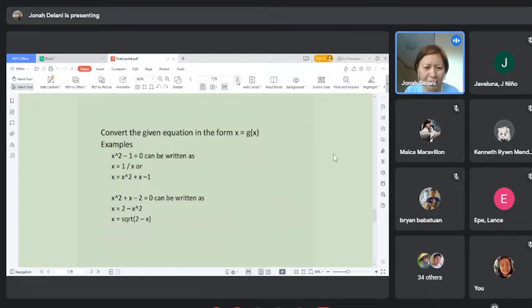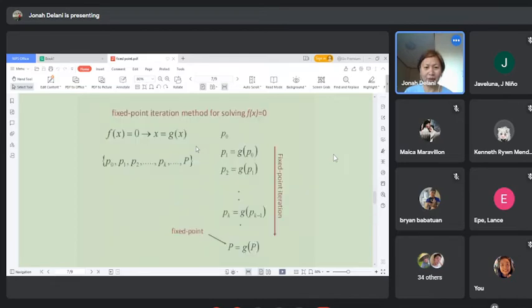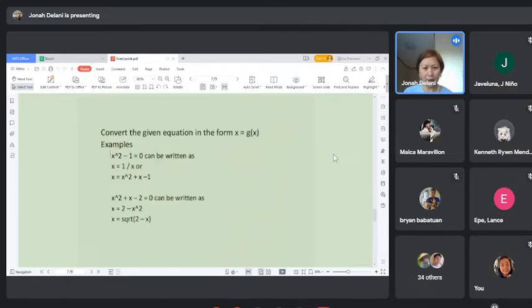Let us have an example. Example, if we have an equation, x squared minus 1 is equal to 0. Diba? This is already in the form equal to 0. So x squared, how do we write this into its fixed point form? A fixed point form is x equals g of x.